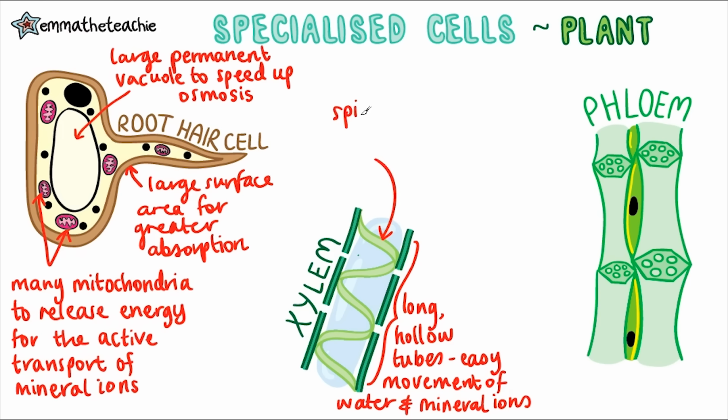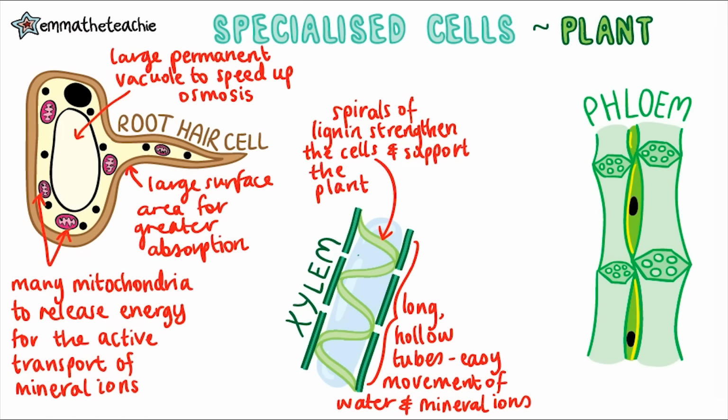They also have spirals of lignin. This allows it to strengthen the cells to withstand the pressure of the water moving through it, and it also supports the plant as it doesn't have a skeleton.